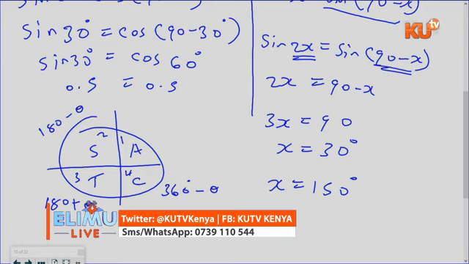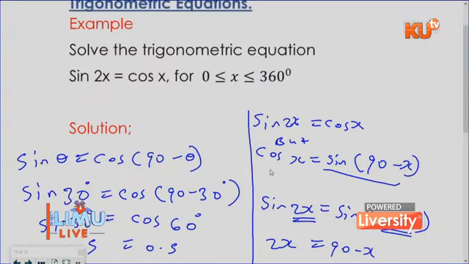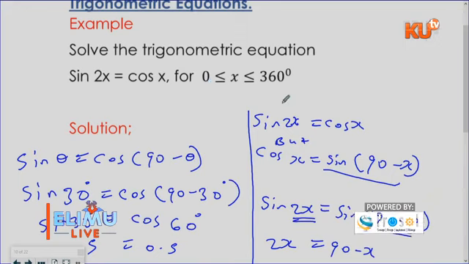Don't just stop when you get x is equal to 30 degrees. Remember, we were given the range, that our x ranges from 0 to 360 degrees. That is why we are having the unit circle. That is the concept that is going to help us get other angles apart from the acute angles that we shall be getting.